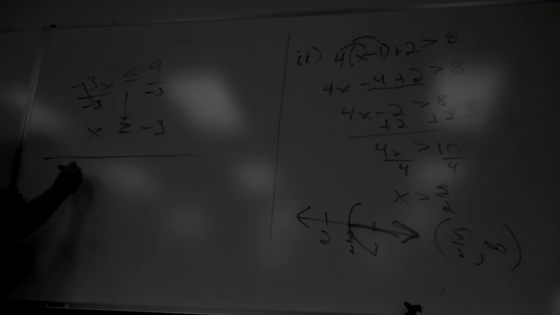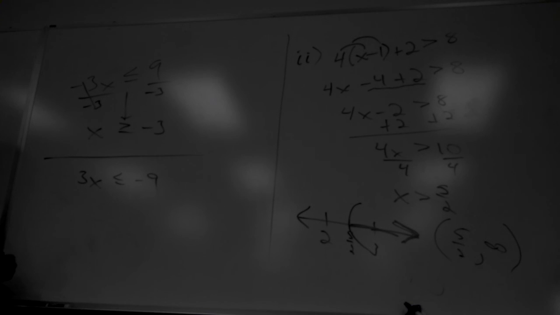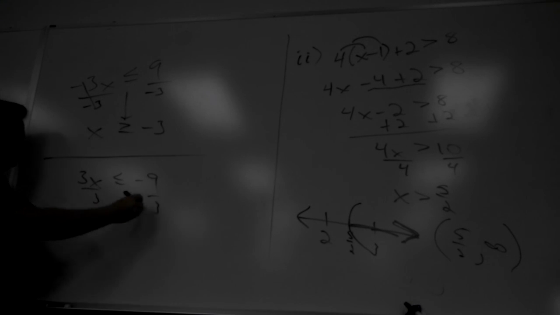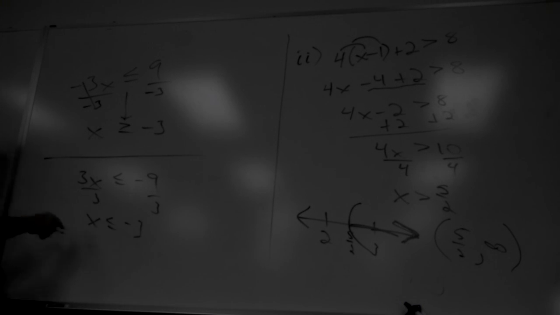So if I had this equation, what would you do? Divide by 3. Divide by 3. Is that dividing by a negative? No. So then I don't switch the sign. The sign stays the same. I did not divide by a negative. I divided by 3. So the sign's not going to change.